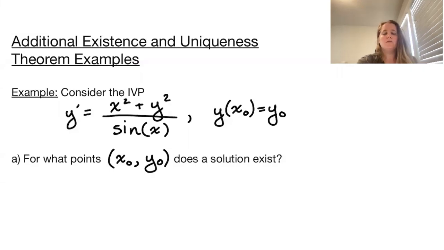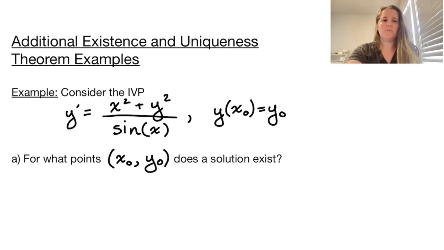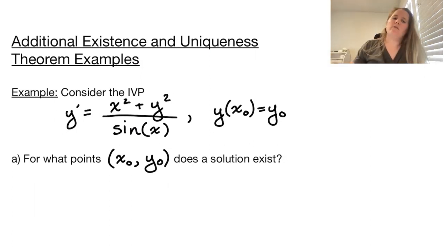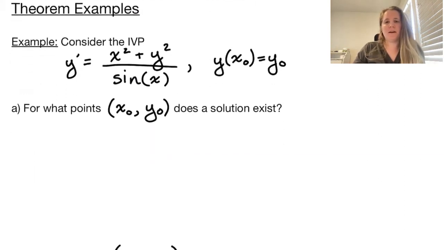Welcome to additional existence and uniqueness theorem examples. So let's go ahead and consider the IVP, y prime is equal to x squared plus y squared, all divided by sine of x, with the initial condition y of x naught equals y naught. The first question we want to ask is, for what points x naught, y naught does a solution exist?